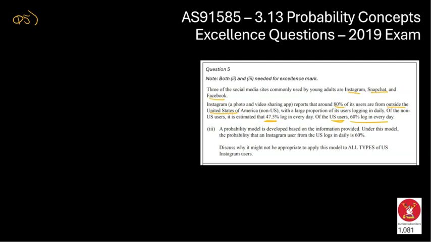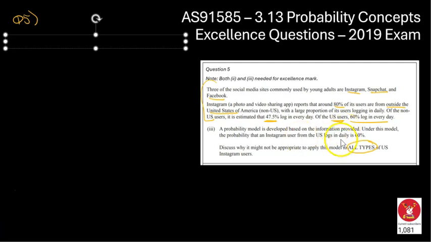Let's get into the question. A probability model is developed based on the information provided. So all of this has been used to form some kind of probability model or calculation. Under this model, the probability of an Instagram user from the US logging in daily is 60%. Discuss why it might not be appropriate to apply this model to all types of US Instagram users.